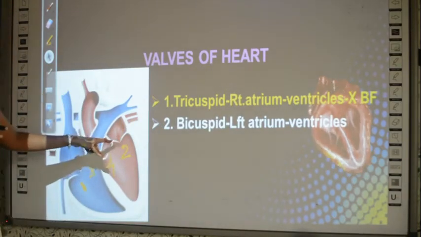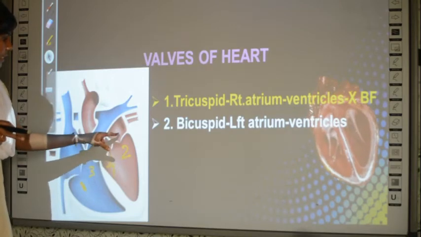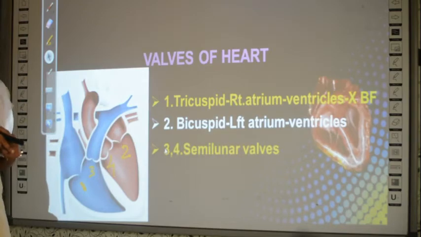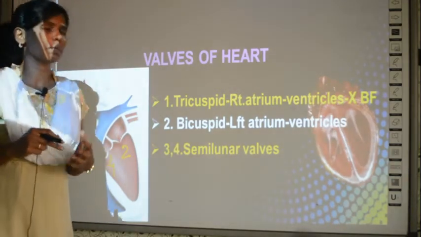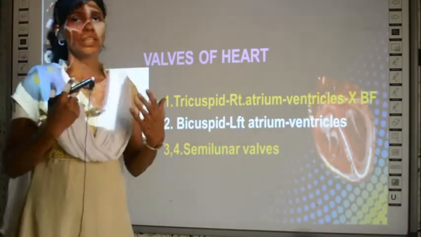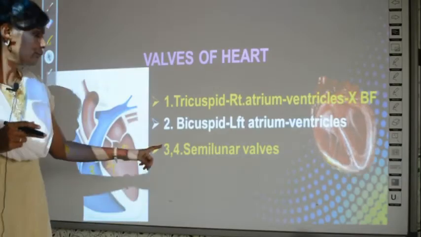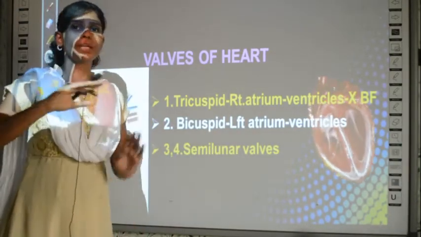This bicuspid valve is present between the left atrium and the left ventricle. This is the bicuspid valve. And you also have two more valves which are called as semi-lunar valves. Please say these words, open your mouth and say these words again and again, because all these terms are going to be new for you. They are called as semi-lunar valves. Semi-lunar is a general term.